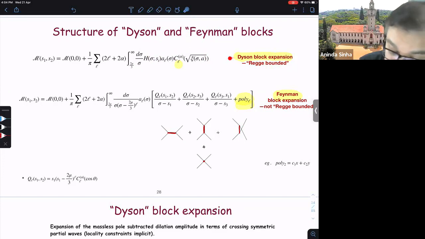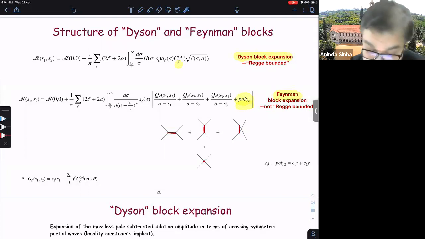And I would like to give it a name because we have to call it something. Otherwise, we'll continuously refer to this as singularity block expansion with non-local singularities, and we will refer to this second one as block expansion without non-local singularities. So instead of using that nomenclature, let's call this Dyson block expansion.